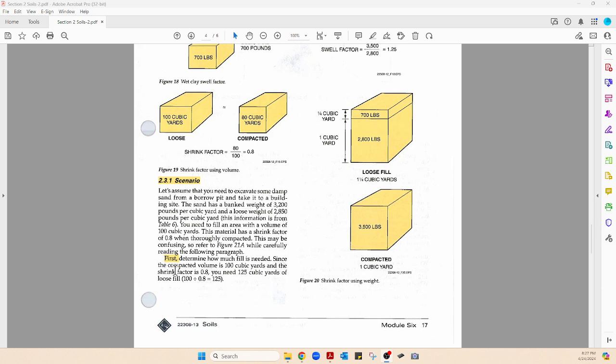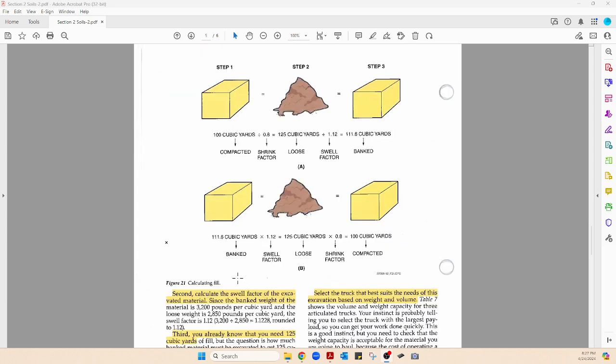Let's go on. That's the first thing we did. We came up with that 125 cubic yards. Now, let's see what they tell us to do.